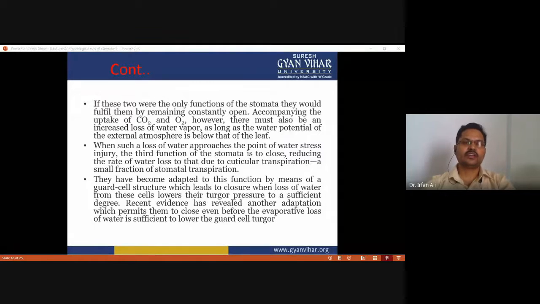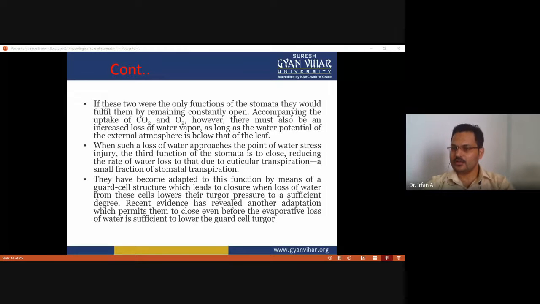If these two were the only functions of the stomata, they would fulfill them by remaining constantly open. But with the uptake of CO2 and oxygen, there must also be an increased loss of water vapor, as long as the water potential of the external atmosphere is below that of the leaves. Such a loss of water approaches the point of water stress injury by the process of transpiration.